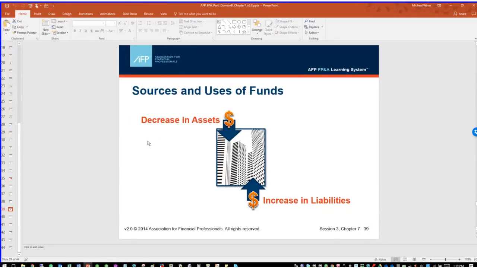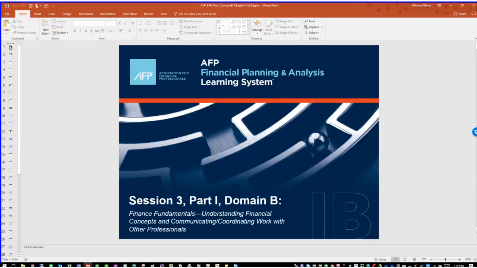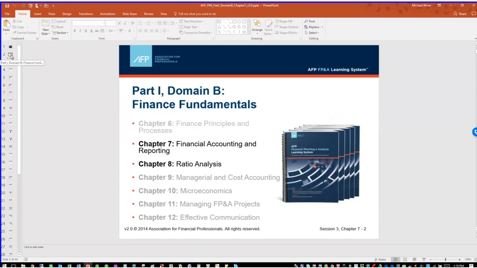Okay, and we are looking again at chapter 7 in part 1. Let's see, right now we're on slide 39, but I'll take you back to the beginning of this. This session was on chapter 7 and chapter 8. And where I want to focus is chapter 7.